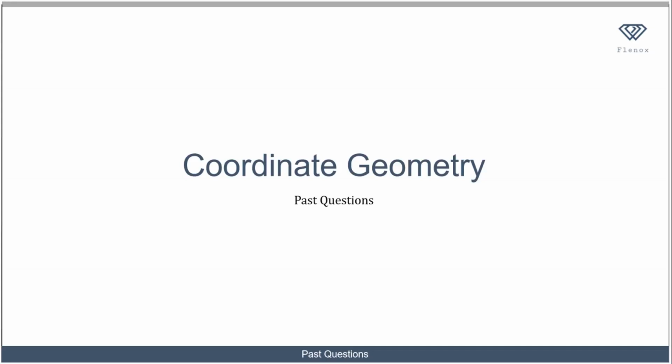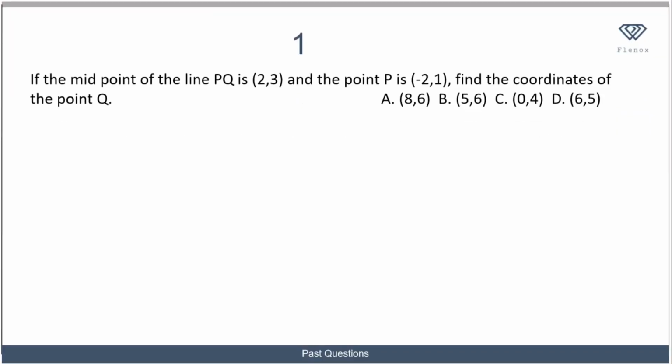Now we'll be looking at some past questions to see how to apply the concepts that we've learned to solve questions. So in this first question, we are asked that if the midpoint of the line PQ is (2, 3) and the point P is (-2, 1), find the coordinates of point Q.